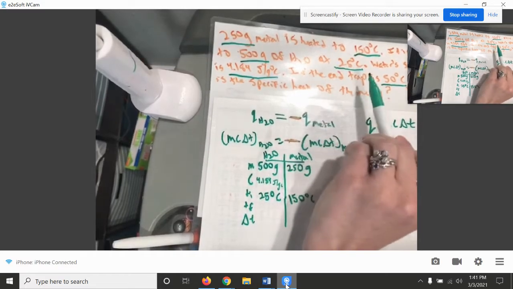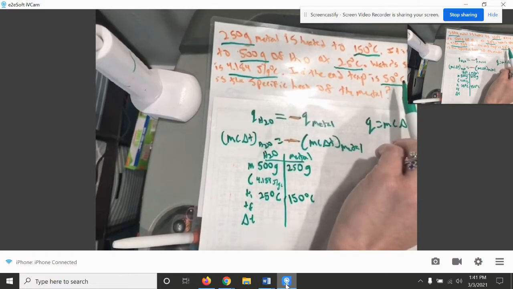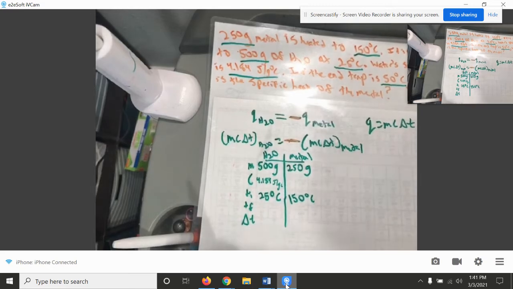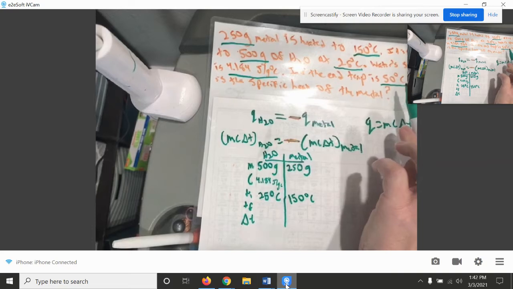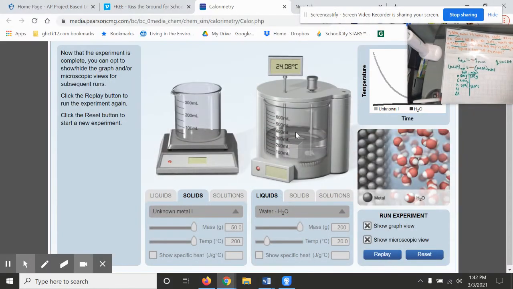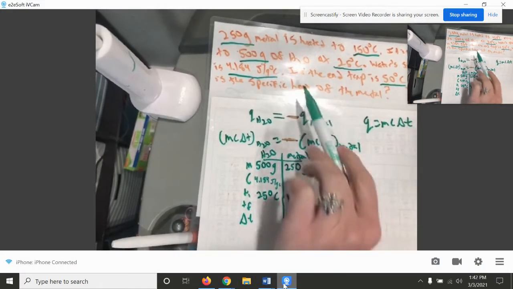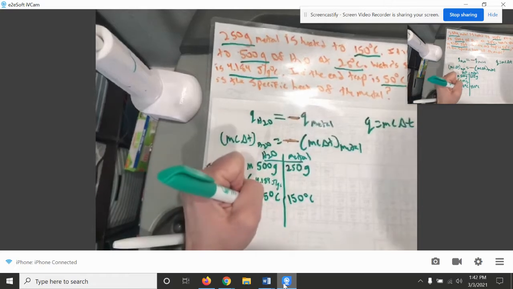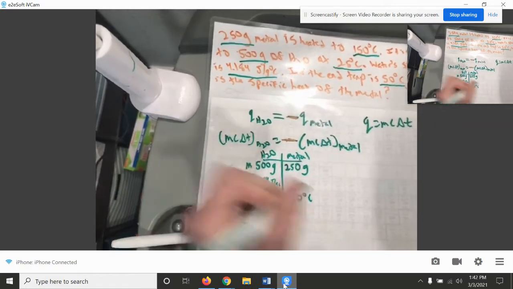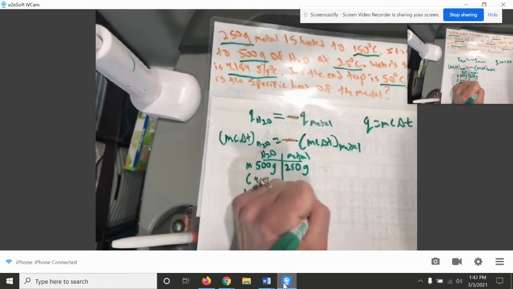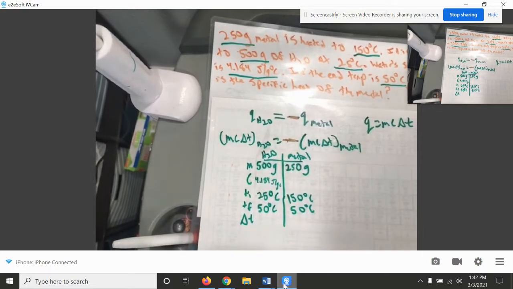If the end temperature is 50 degrees Celsius, that's the next part. Remember that's the final temperature for both things. They are a system now, okay? So that means that the end temperature is the same for both of them. So same would apply in this scenario. If it says the end temperature is 50 degrees Celsius, that has to be the 50 degrees here and the 50 degrees here. It's the end temperature for both of them.